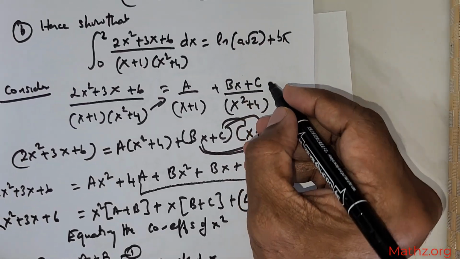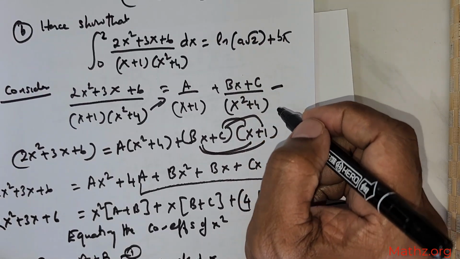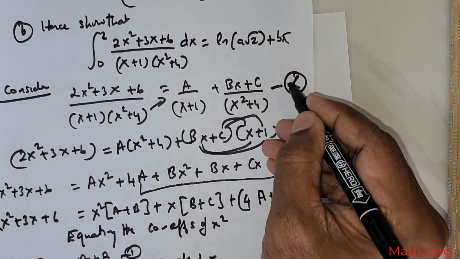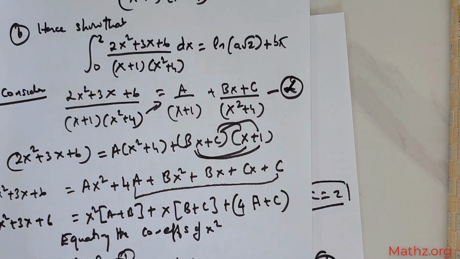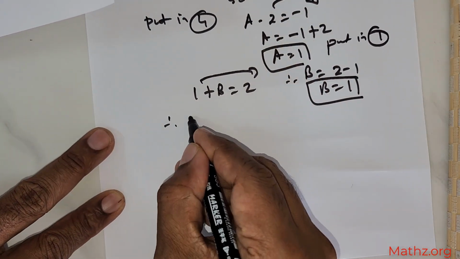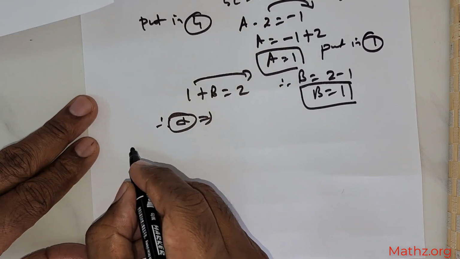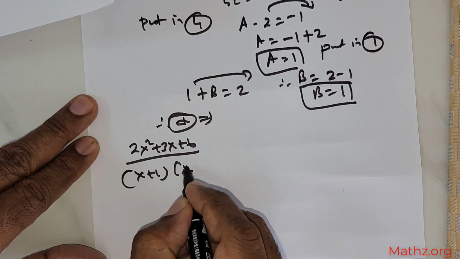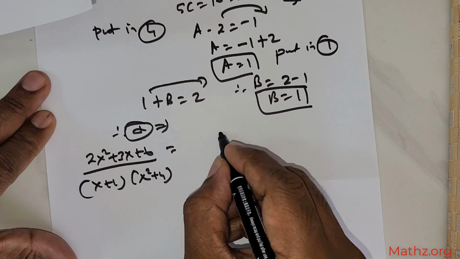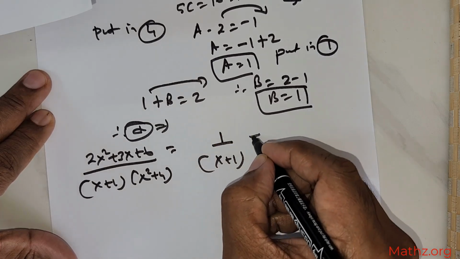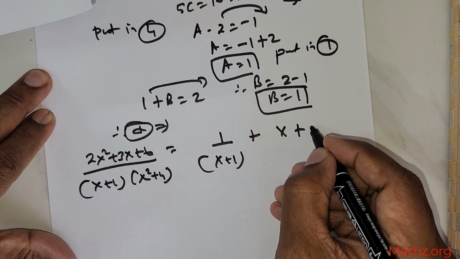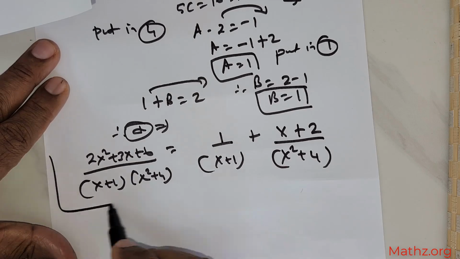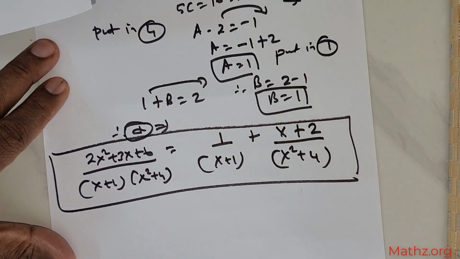So go back to the original expression for partial fractions. This is the original one that we have got. I'm going to take this as some alpha, because I can name them. So therefore what have we done? Alpha can now be rewritten as (2x² + 3x + 6) divided by (x + 1)(x² + 4) is equal to a is 1 over x + 1, b is 1, so x + c is x + 2, divided by x² + 4. So this is the solution for part A.